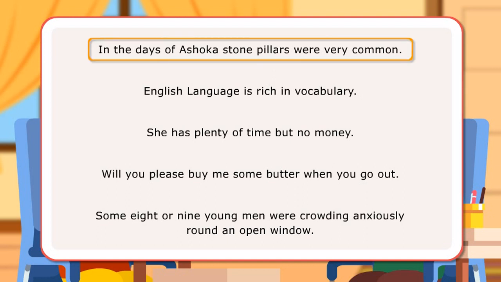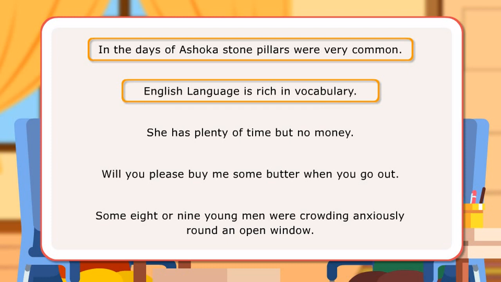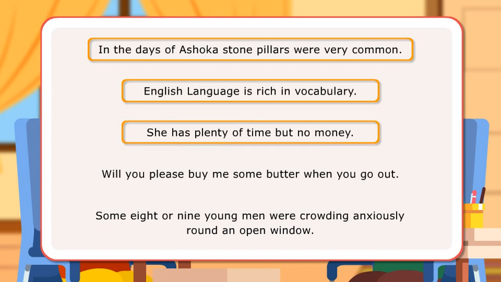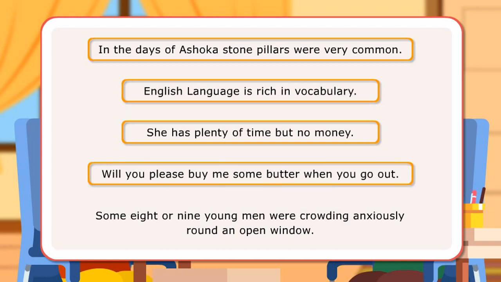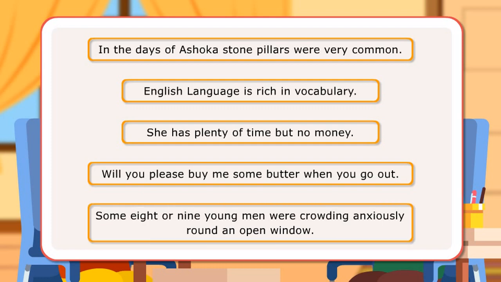In the first sentence, the article is omitted with plural nouns when spoken generally about. In the second sentence, the article is omitted with language name. In the third sentence, zero article is used with uncountable nouns denoting non-material things when used as class names. In the fourth sentence, some is used with uncountable noun. In the last sentence, some is used to express the number approximately.